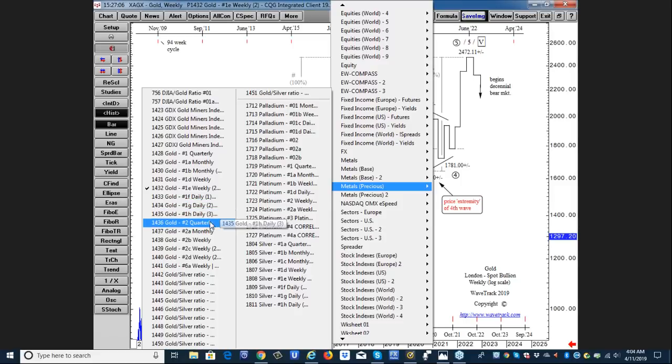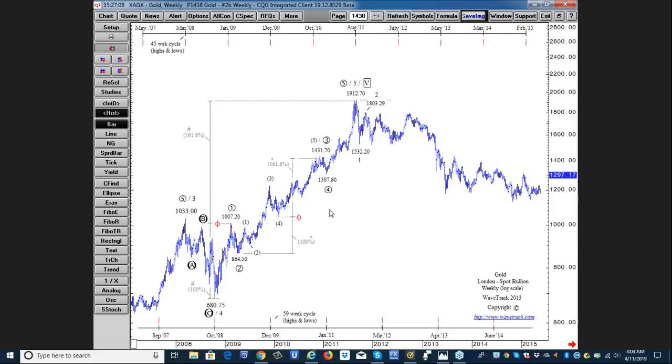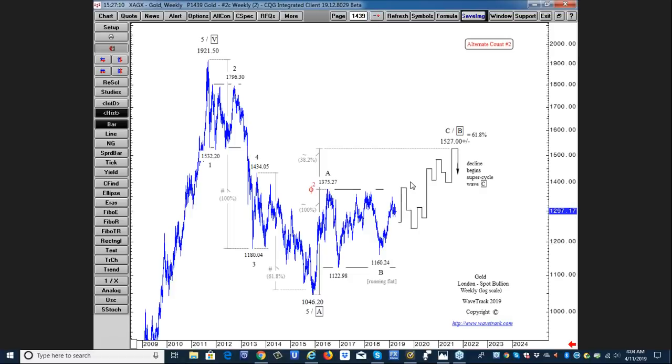Let's have a look. Here we go. So here's the alternate count. This would be the all-time high then, and this would be a new downswing. And this is just simply a correction, which is going Wave A into a zigzag, B down, and we're going to make hard weather of it, getting up to 1527, and that's the bearish count.